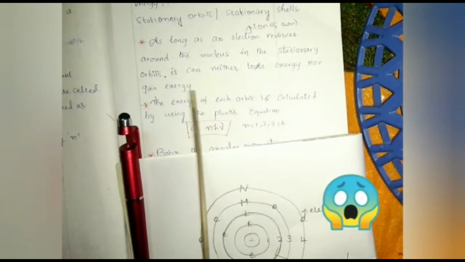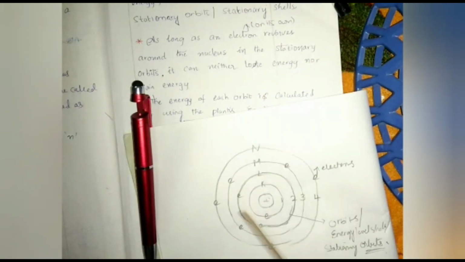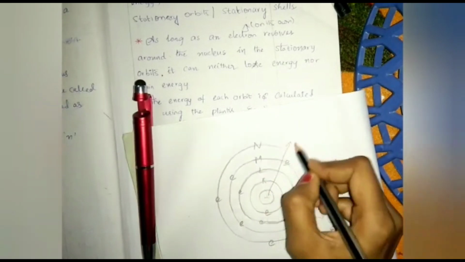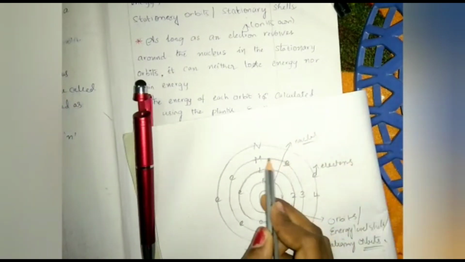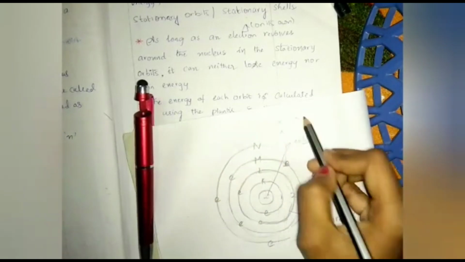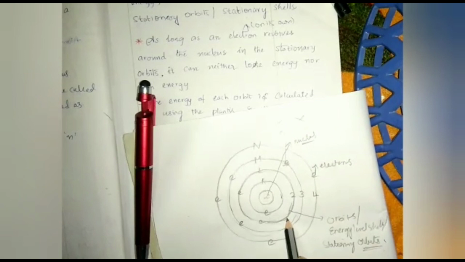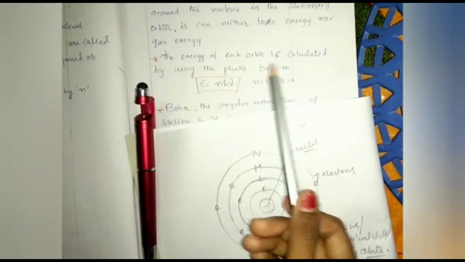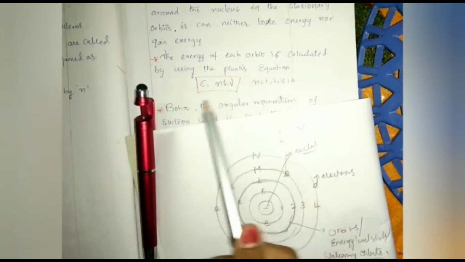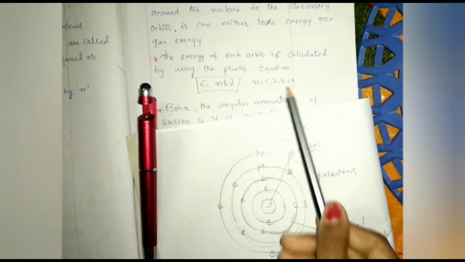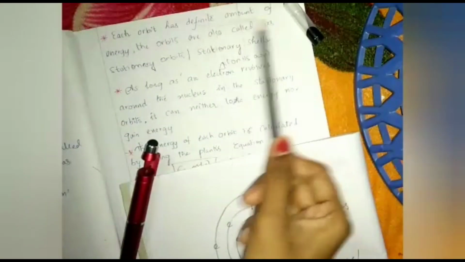The point is, as long as an electron revolves around the nucleus in the stationary orbits, it can neither lose energy nor gain energy. Very interesting point. I am showing you an electron. The middle one is the nucleus, and I am showing the circular path of the orbit. The electron present in the circular path, when it revolves around the nucleus in stationary orbits, can neither lose energy nor gain energy. That is a very interesting point. Next, let's move on to another point.